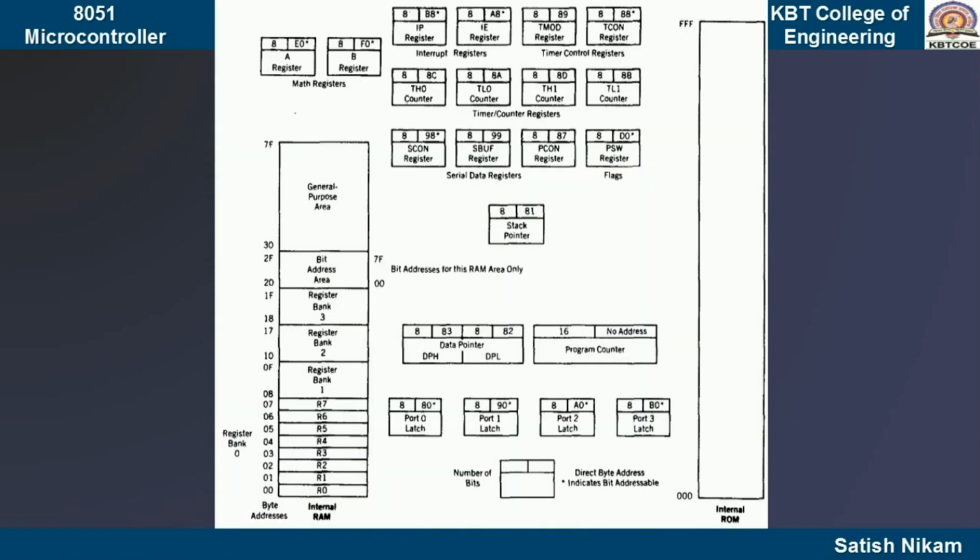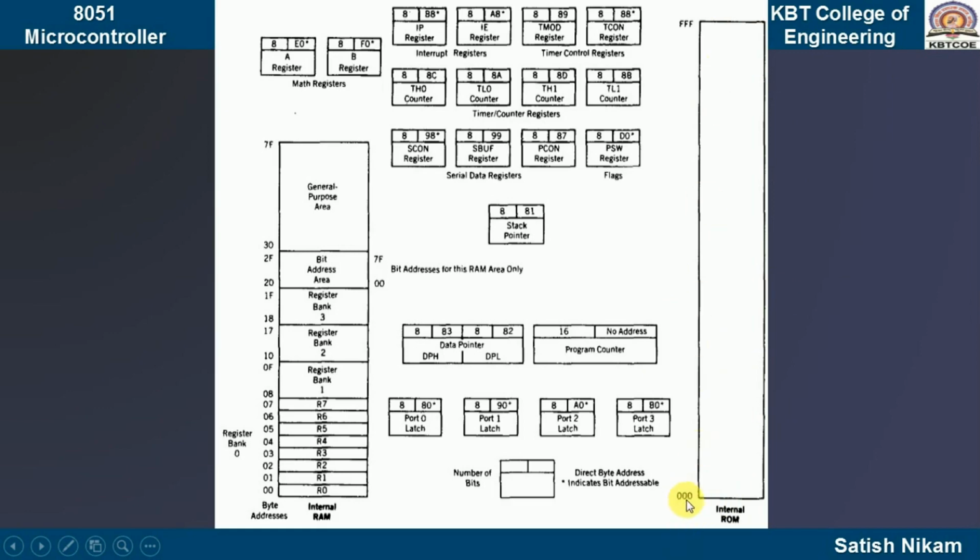But in this lecture, when you have to write a program, at that time you must know the different blocks. If you know those blocks, you can write the program very easily. For that purpose, this is a block diagram given in the book of Kenneth Ayala. Now, the first part is the internal ROM. How much internal ROM is there? Total ROM is 4 kilobytes.